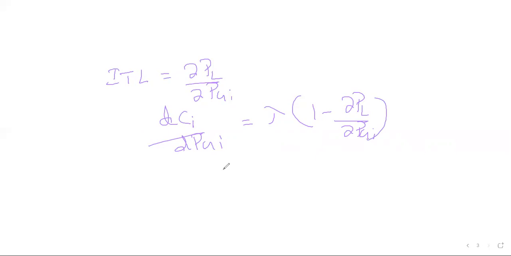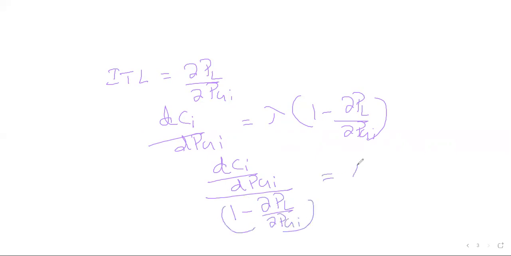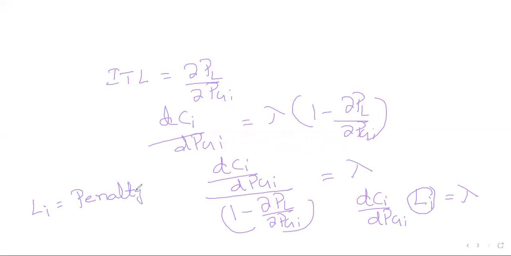So this we can write as dCi by dPGi into 1 by (1 minus dou PL by dou PGi) equal to lambda. Or in other words, dCi by dPGi into Li equal to lambda, where Li is called the penalty factor of ith plant. What is this Li? Li equals the penalty factor of ith plant.